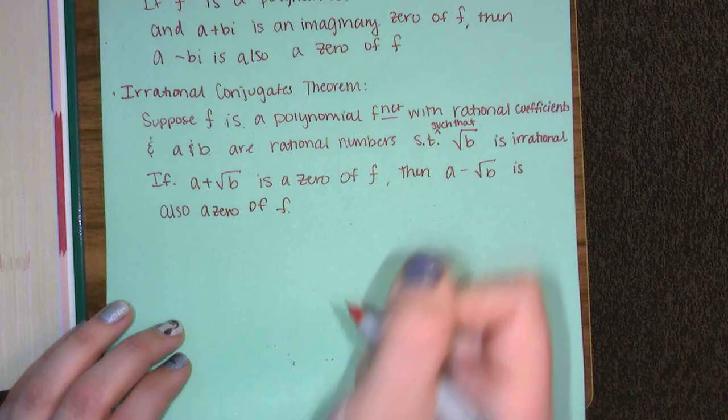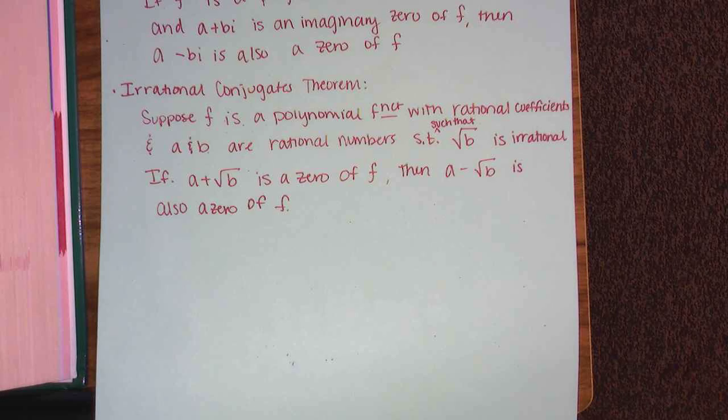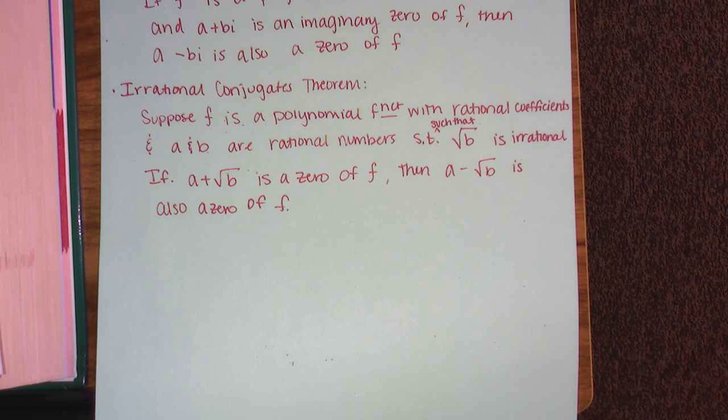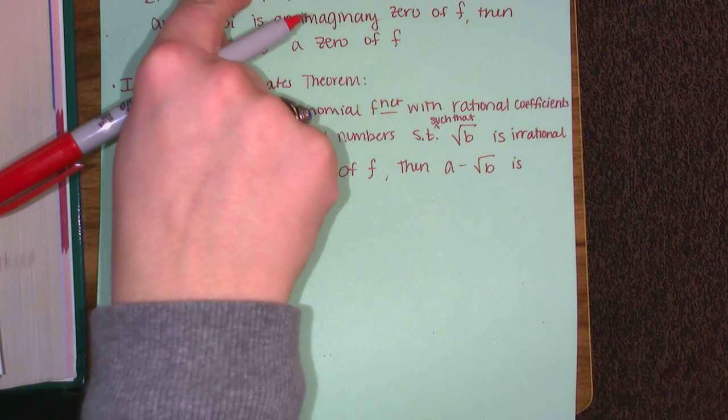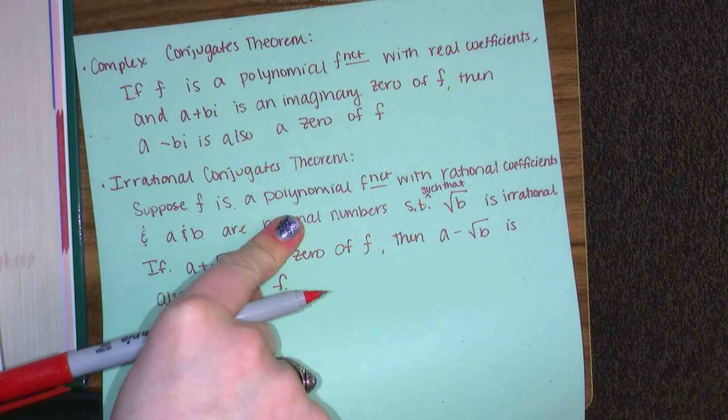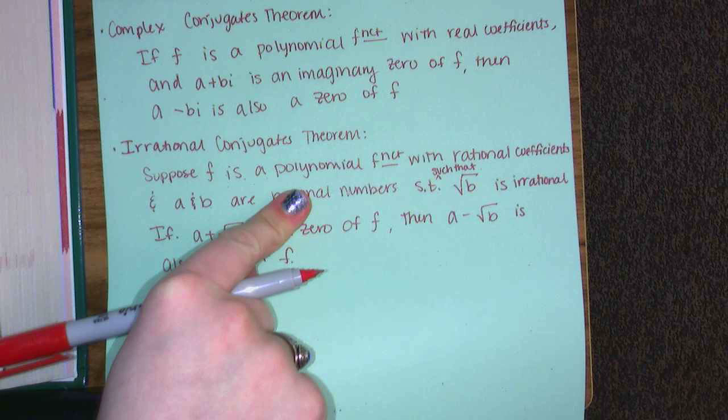So just to clarify again, a is just a number. A real, rational number, no i. B is irrational. Will it have an i? No, not for this. The other one is the one that deals with i's. This one deals with irrational numbers.